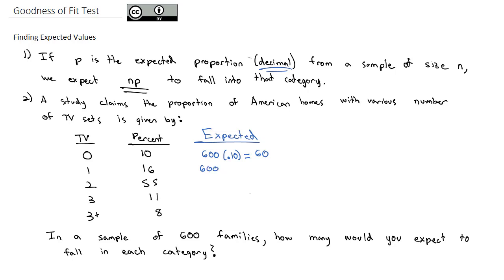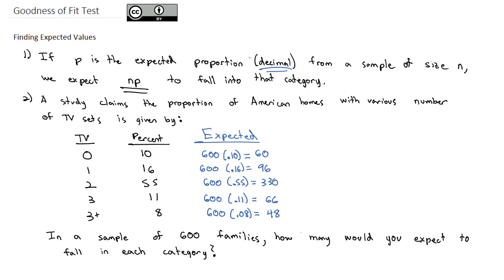We could also take the 600 times the 16%. 600 times 0.16, that's 96. We can take the 600 times the 55%, 0.55, and we find we'd expect there to be 330 to have 2 TVs. We can take the 600 times the 0.11, and we would expect 66 to own 3 TVs. And we could take the 600 times the 8%, which is 0.08, and that would give us 48 respondents who we would expect to own 3 or more TVs.